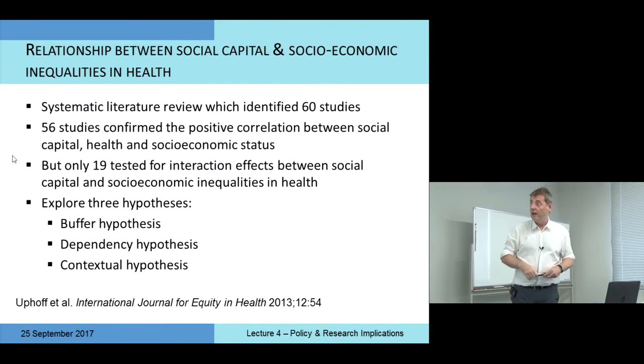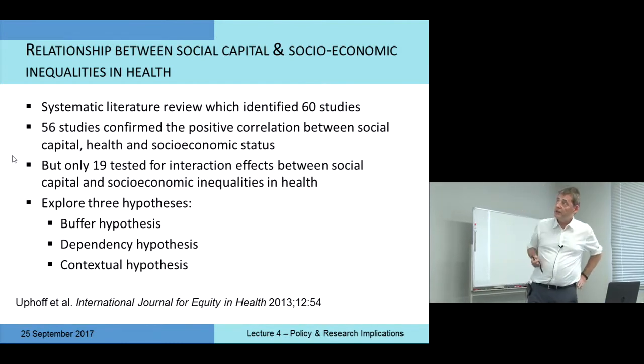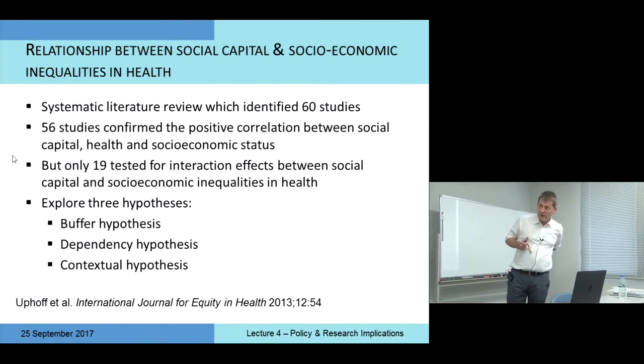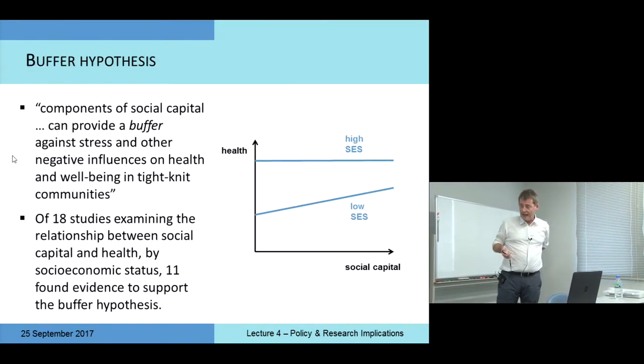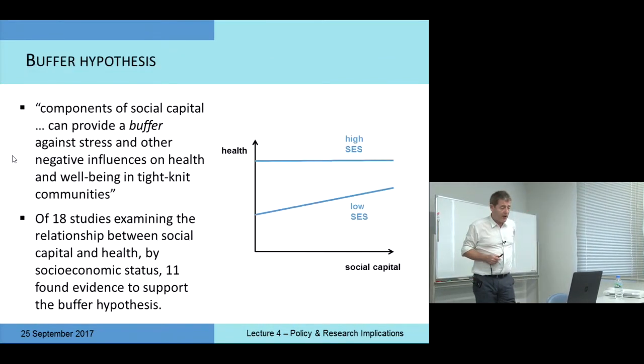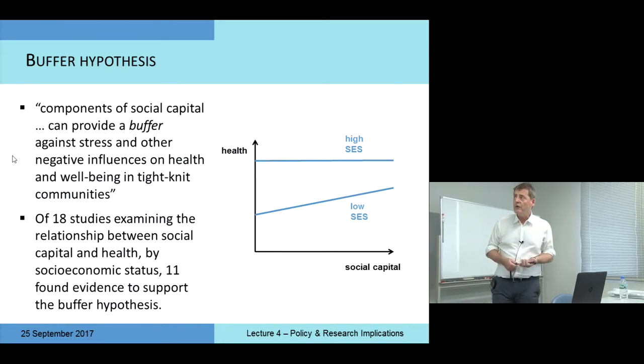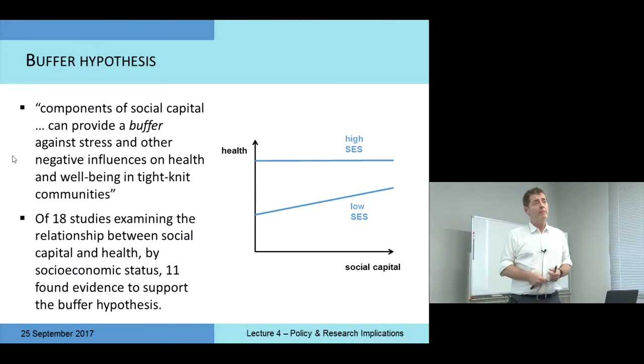And they structure their discussion of these 19 papers with respect to three different hypotheses. A buffer hypothesis, I'll explain them each in turn, dependency hypothesis, and a contextual hypothesis. So let's start with the buffer hypothesis. To quote from them, components of social capital can provide a buffer.